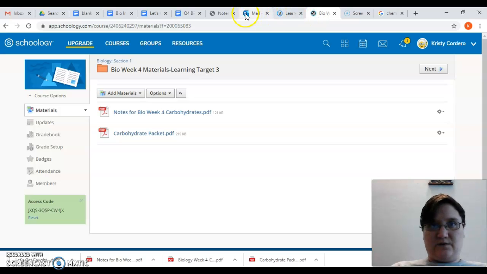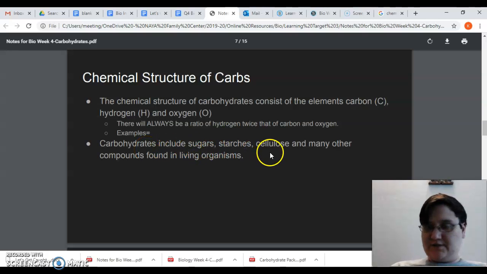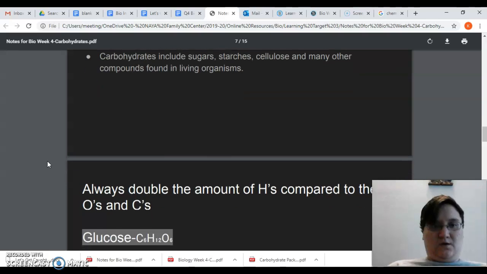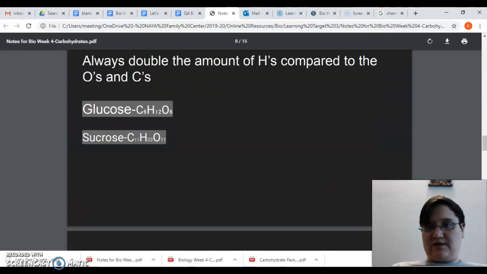That's not where I wanted to be. Let me see. There we go. And carbohydrates include sugars, starches, cellulose, and many other compounds found in living organisms. I think we talked a little bit about that last week. All right. Oh, there are my examples. Silly me. I made a whole new slide and I forgot.